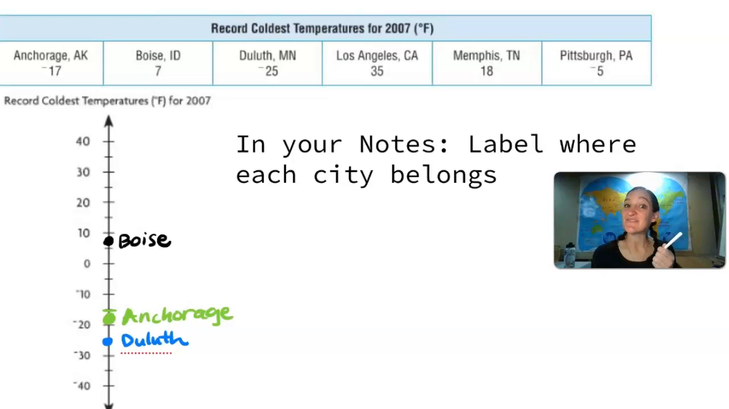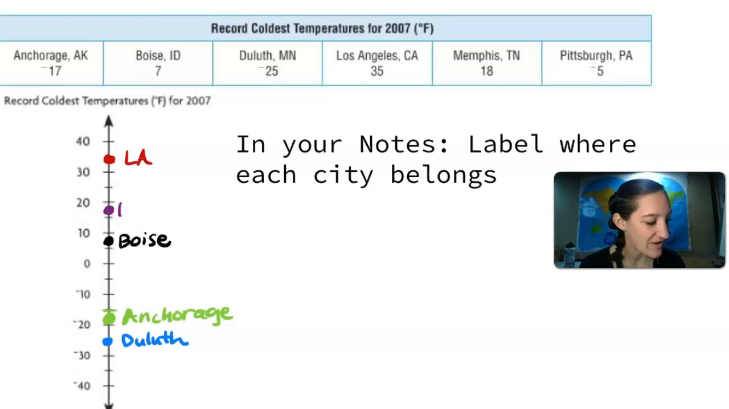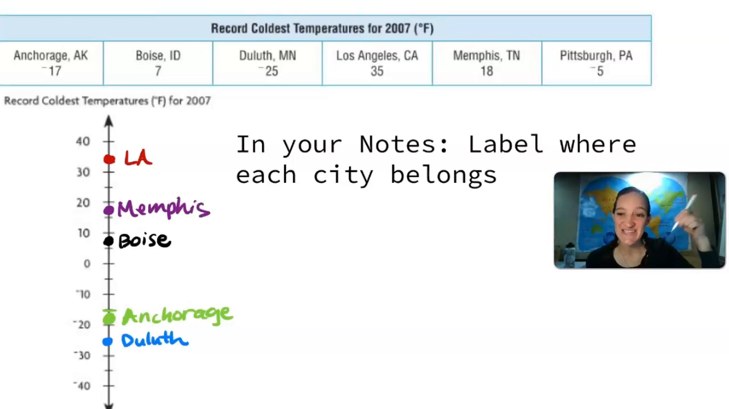Los Angeles is very warm. It's going to be in the positives, up into the 35 degrees. So let's go LA for short, Los Angeles. Tennessee is also positive. It's going to be at 18. Memphis, Tennessee. And then Pittsburgh is also pretty cold. It's negatives, -5. So I need to go below 0, right, to get into the negatives. And I'm going to put it right there.